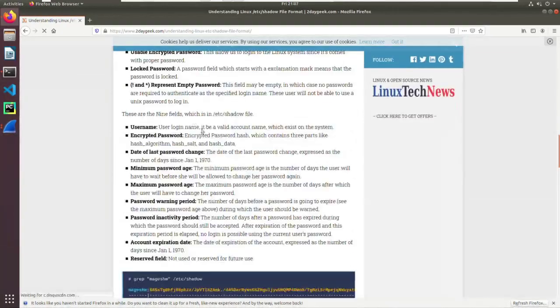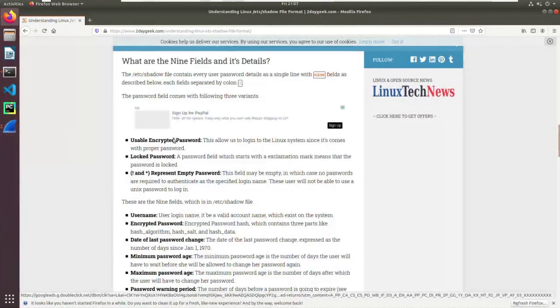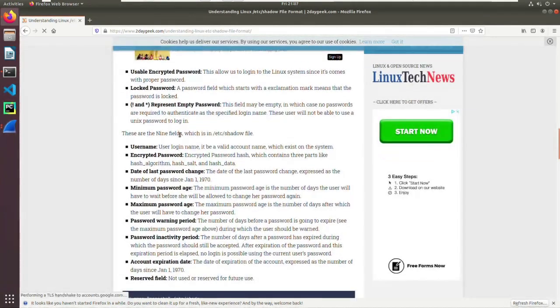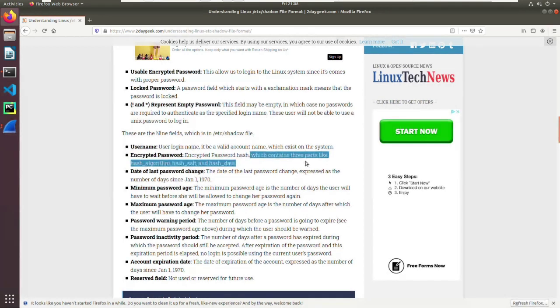So you go here, okay, like usable encrypted password, locked password. These are the 9 fields, okay. So the second field is the encrypted password, which contains 3 parts: the hash algorithm, the hash salt, and the hash data, right?